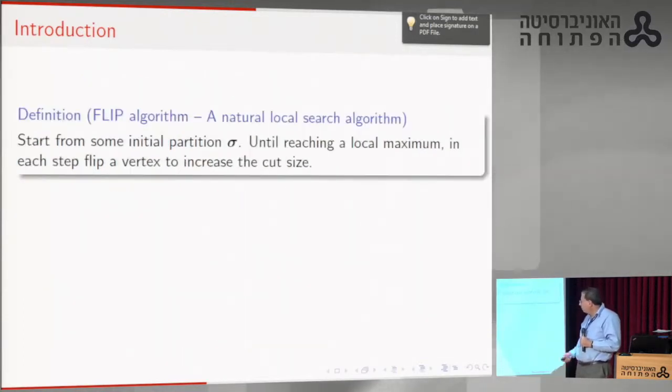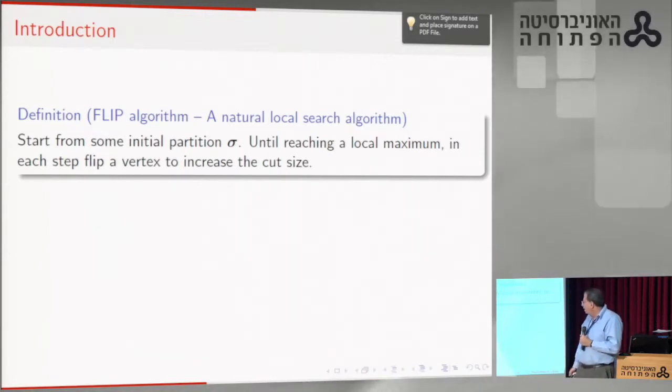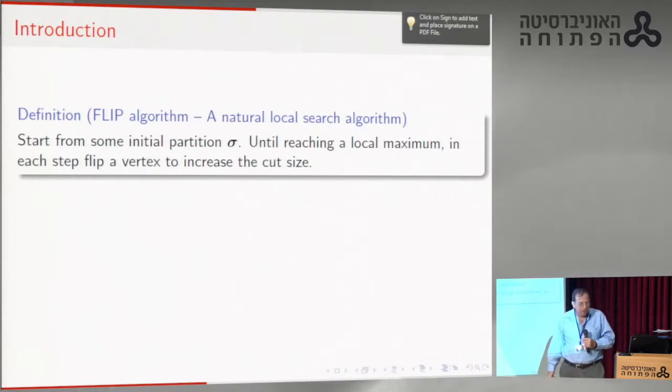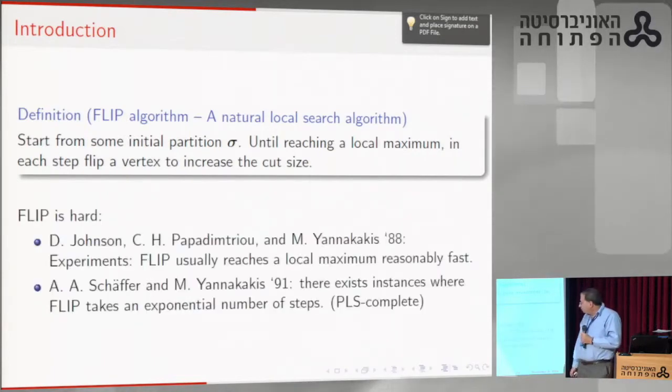So the flip algorithm is what was described as the greedy. There actually are many small variations you could make, according to, if you have many vertices who would improve, how do you choose one? You might choose the one that makes the biggest improvement. You might choose just a random one that improves. And so on. There are other heuristics as well.